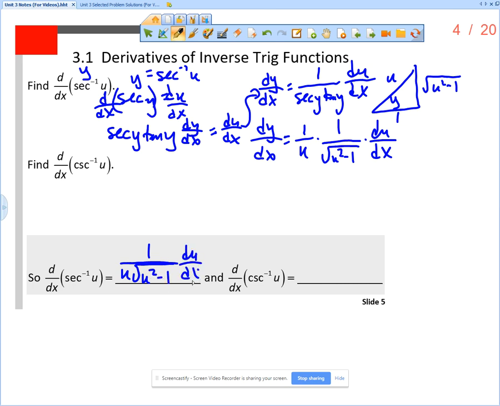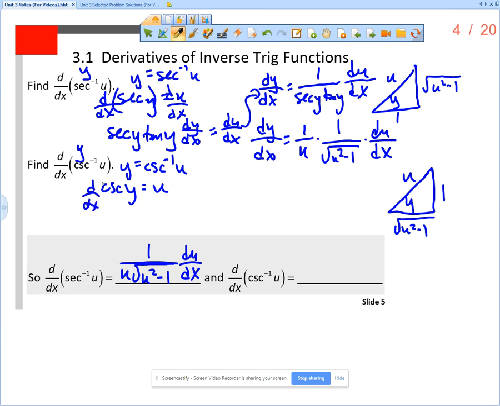Now almost exactly the same is going to be cosecant. So y equals cosecant inverse of u, so cosecant of y equals u. Now our right triangle: the cosecant of y is u, which means the sine is 1 over u. So the opposite side is 1, the hypotenuse is u, which means the adjacent side would be the square root of u squared minus 1. Now I take the derivative with respect to x.